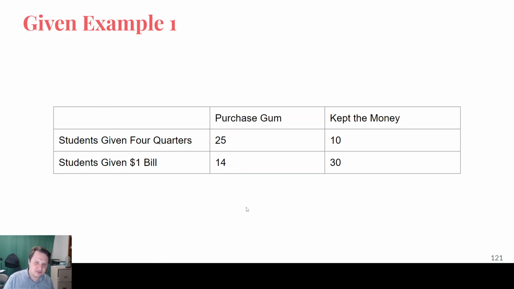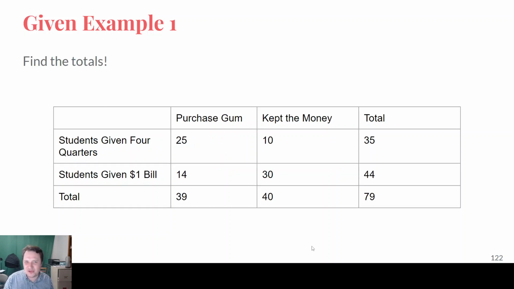Somebody did an experiment to see if people were more likely to spend money if they had quarters versus dollar bills. And so some students were given quarters and some of them were given a dollar bill. And we wanted to know, did they keep the money or did they purchase the gum? And so maybe people like to get rid of quarters because they're annoying, but people like to hold on to the bill. Maybe that's the question they were trying to ask. As usual, our first step is to find the totals, and so hopefully you see that I've done that. I just added up the rows, added up the columns, and found the grand total in the corner.